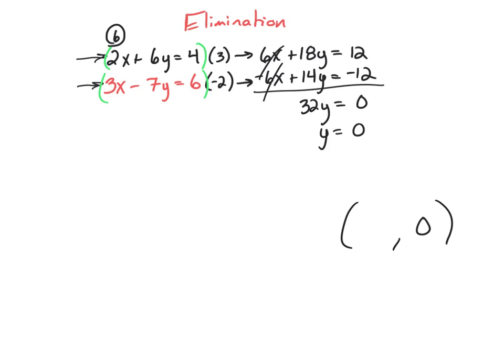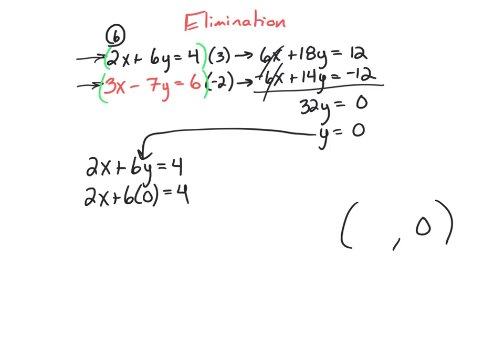So just like the substitution problems, just like the addition problems, now I have to go back and solve for x. So I'm going to take the equation that looks easier to me, so I'm just going to use 2x plus 6y is equal to 4. And I'm going to substitute the 0 in for y. So 2x plus 6 times 0 equals 4. And I'm going to solve for x. 6 times 0 is 0, so 2x is equal to 4. Divide both sides by 2, so x is equal to positive 2. So my ordered pair is 2, 0. So the intersection point of those two lines is 2, 0.